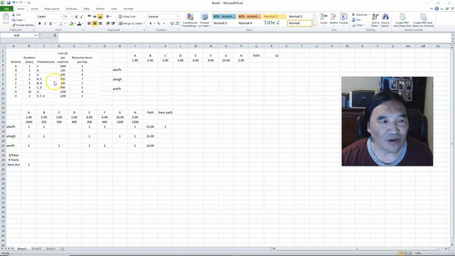And here I have the durations written out like this. Now keep in mind, we have a bunch of different data here. Now we have durations, we have the predecessors, we have the cost per machine. And that's that if I buy an extra machine, then this duration goes down.